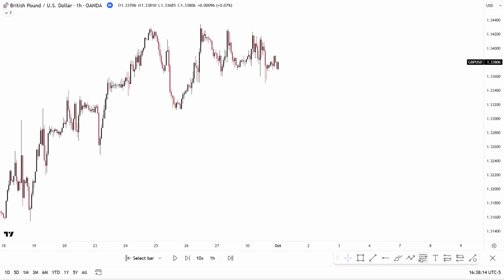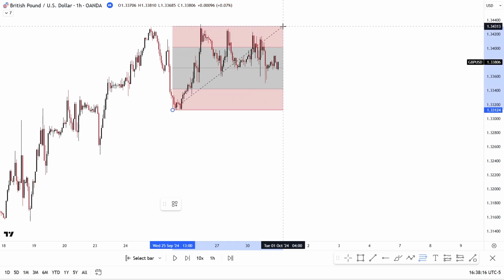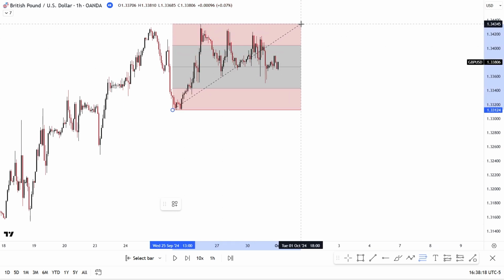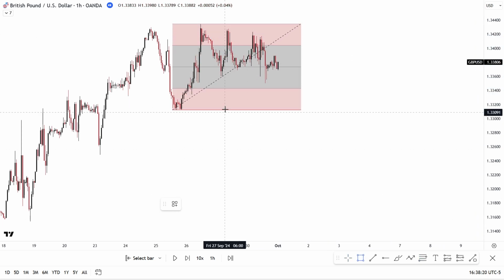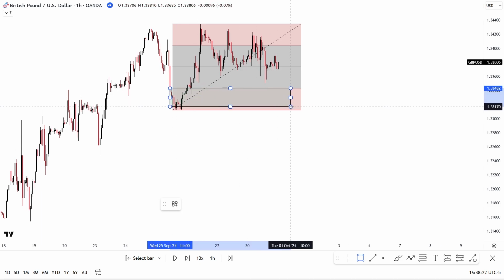So let's mark up our range. So here we have our swing low and swing high. And let's mark up our point of interest, which is our discounted zone.